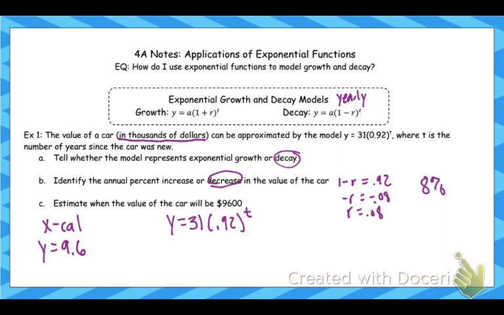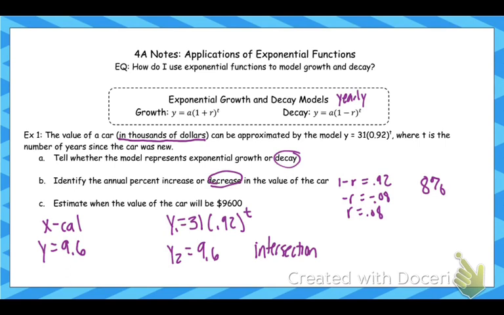So what we're going to do is graph this, and then we're going to do x-cal, and then we're going to let y equal 9.6. The other option you can do, and those of you guys who are using a TI-84, this is also how you'll need to solve this. We're going to graph our original equation as our Y1, and then in Y2, we're going to graph the 9.6, and then we're going to find the intersection.